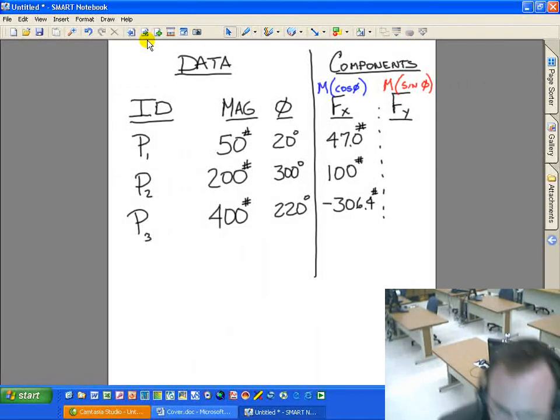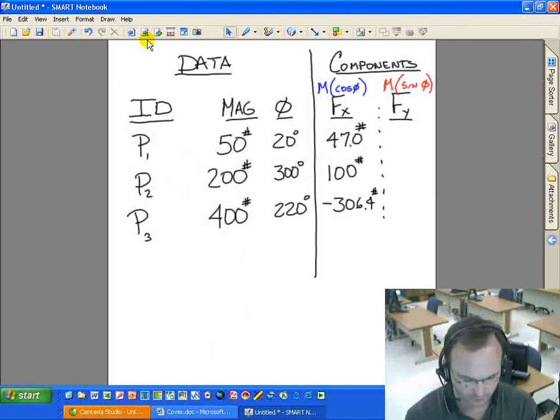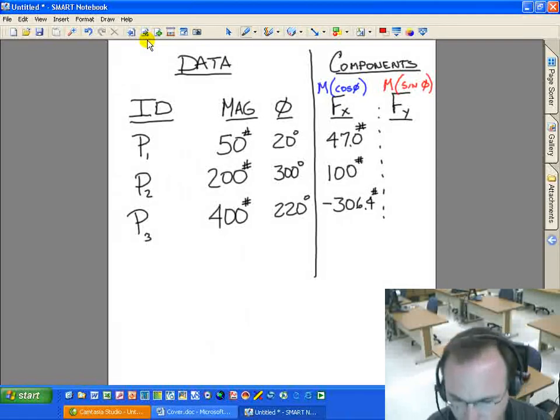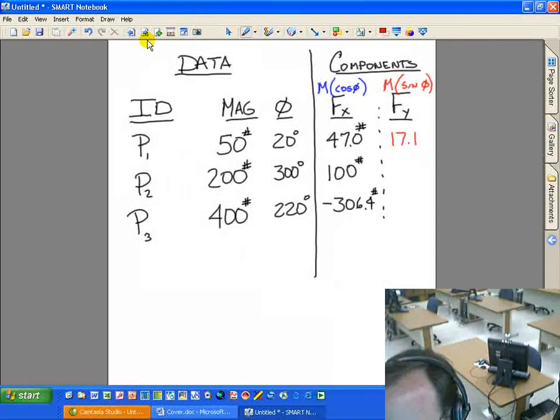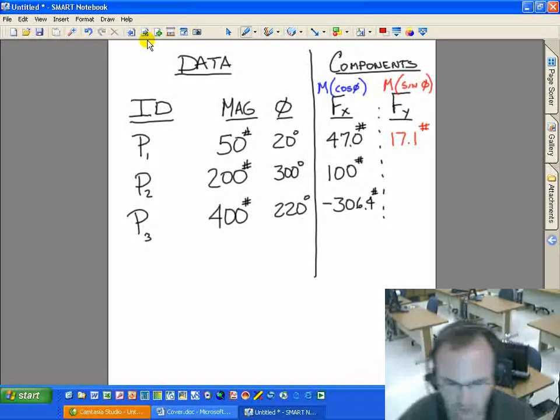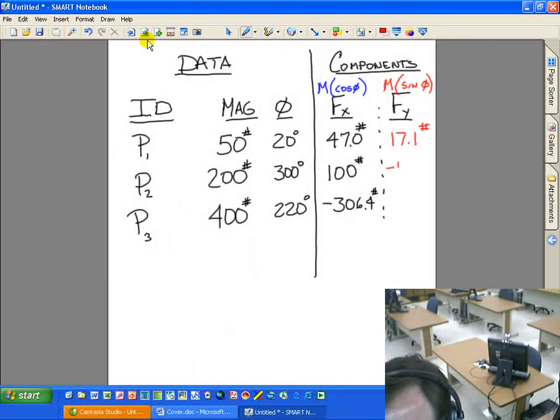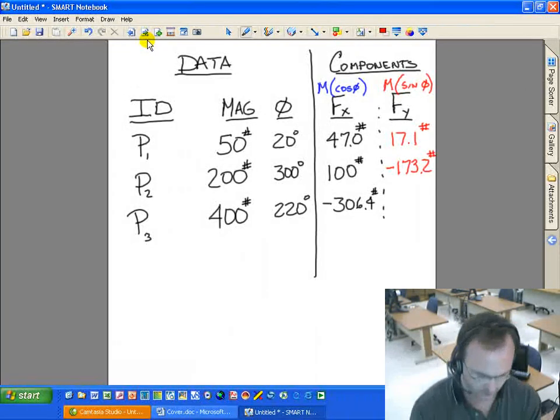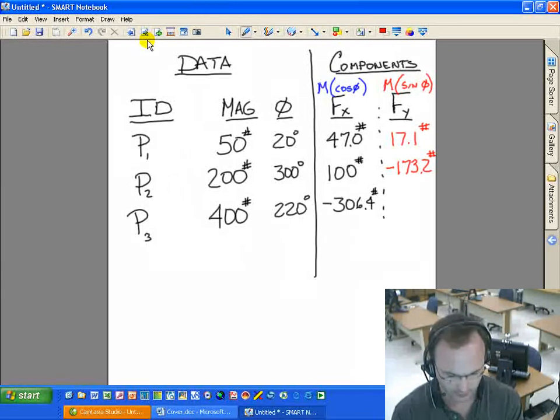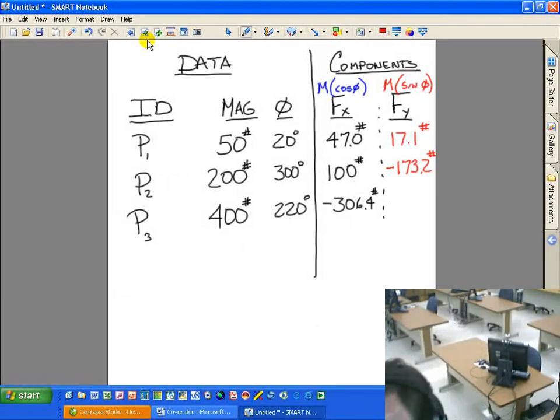Fy. So I take 50 times sine of 20, which equals 17.1 pounds. 200 times sine of 300 equals negative 173.2 pounds, and 400 times sine of 220 equals negative 257.1 pounds.